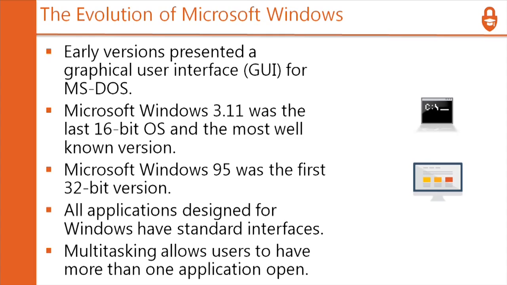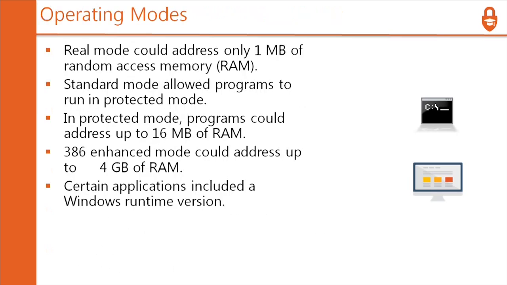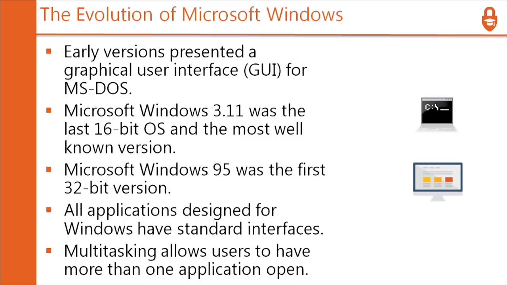All applications designed for Windows have standard interfaces. So there's a title bar, you know, all this kind of stuff. They had their standard stuff. Multitasking allows users to have more than one application open at a time. Operating mode. So let's talk about that for a second. Multitasking, we talked about that: the CPU is doing more than one thing at a time, right? That's the multitasking we talked about.